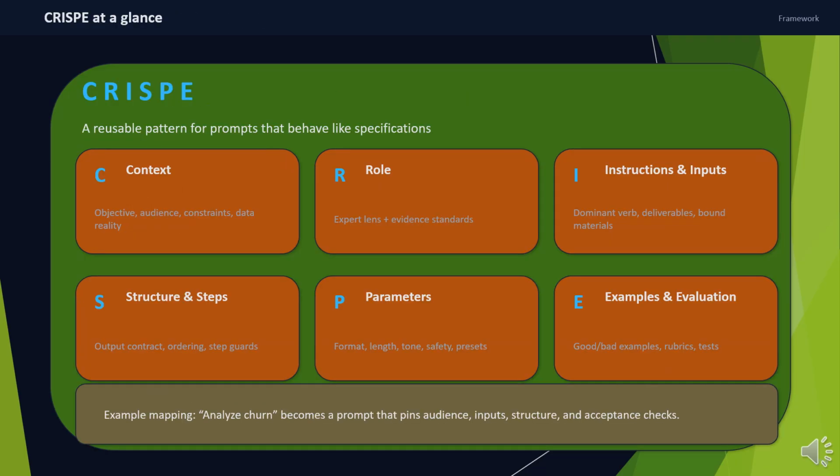CRISPE is easiest to remember as 6 building blocks. Each block removes a different failure mode: missing context, wrong perspective, vague tasks, messy structure, mismatched packaging, and lack of quality checks. A simple analogy is a restaurant order. If you only say, "Bring me food," you will get something, but you cannot be surprised if it is not what you wanted. CRISPE is the difference between food and a vegetarian entree, no nuts, served in 15 minutes, under 800 calories. As we move through the following slides, we will go one block at a time and show how to use it in real prompts.